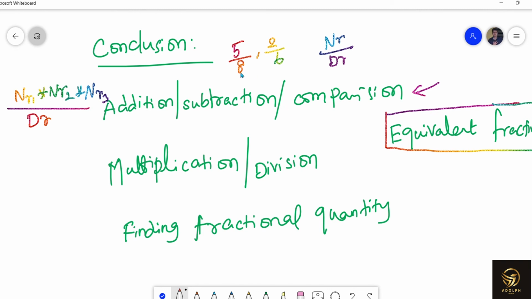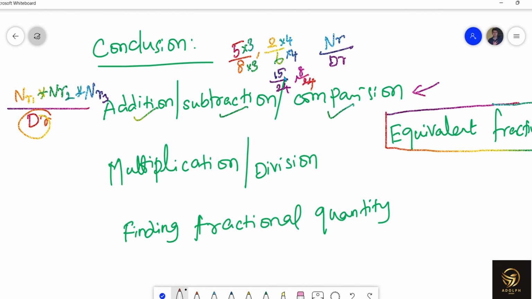So to convert to the same denominator, we are multiplying by 3. So 8 into 3, at the same time the numerator also should get multiplied. And here, if I'm multiplying by 4 for the denominator, the numerator also should be multiplied. In the final result, I will be getting 15 by 24 and 8 by 24. We can see 24, 24, so the same denominator. We can add now, we can subtract now, we can compare now.